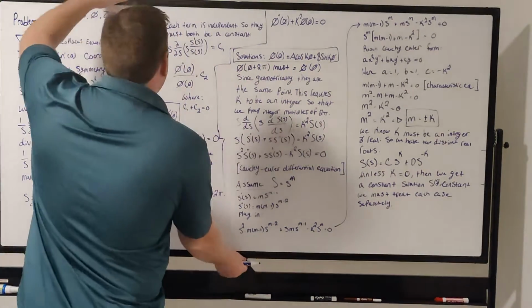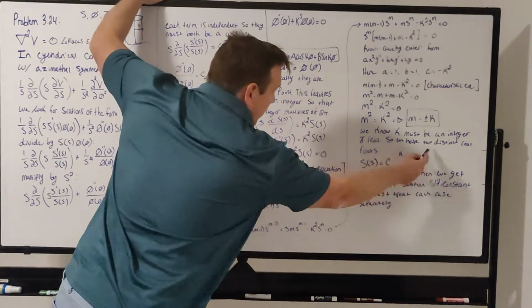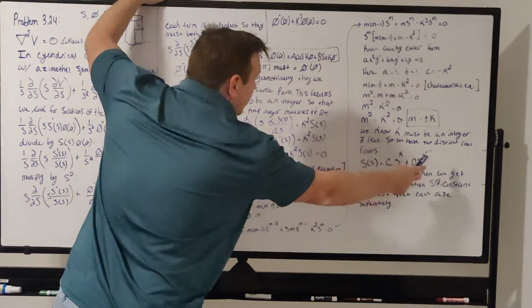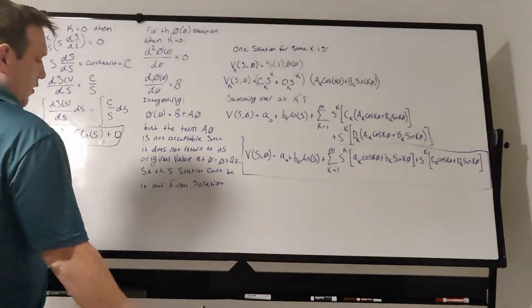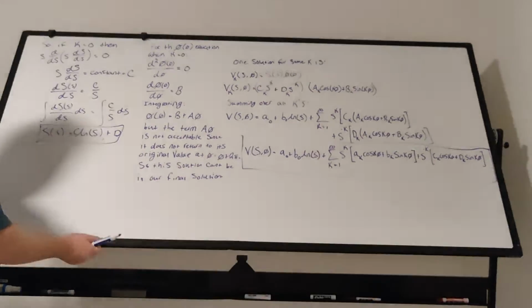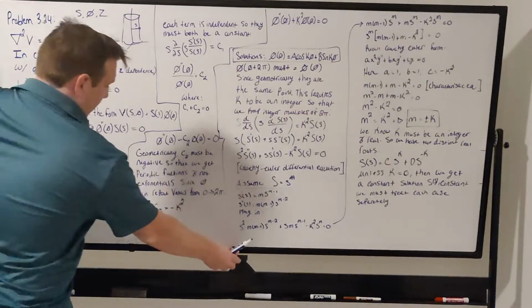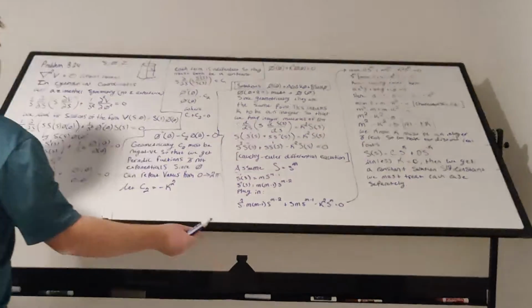So this is what we get when k is not 0, but let's see what the solution might look like when k is 0. Actually, I've got to flip it around the other way. One second.